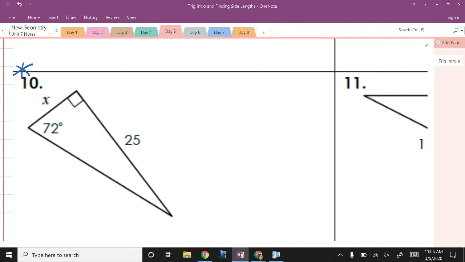If I just glance through, you're already working. Okay, so the x is what in relationship to the 72-degree angle? Adjacent to it. And 25 is what? Opposite, because it's not the hypotenuse, is it? So which one are you going to use? Sine, cosine, or tangent? If you didn't use tangent, get out your eraser, okay?